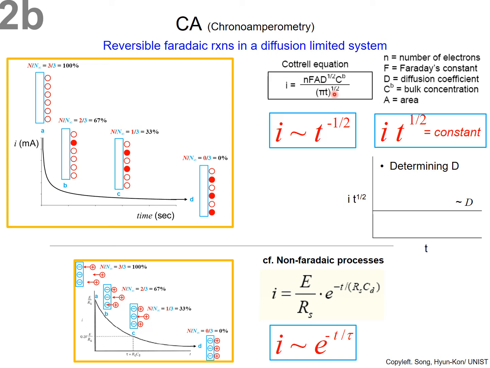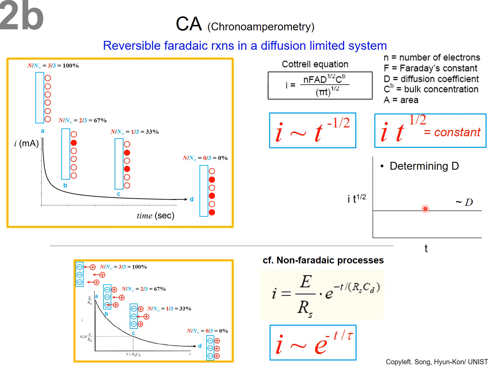The most important point of the Cottrell equation is that current is inversely proportional to the square root of time. That is to say, the product of current and the square root of time should be constant. This constant is called the Cottrell constant. Also, from the Cottrell equation, you could calculate the diffusivity.